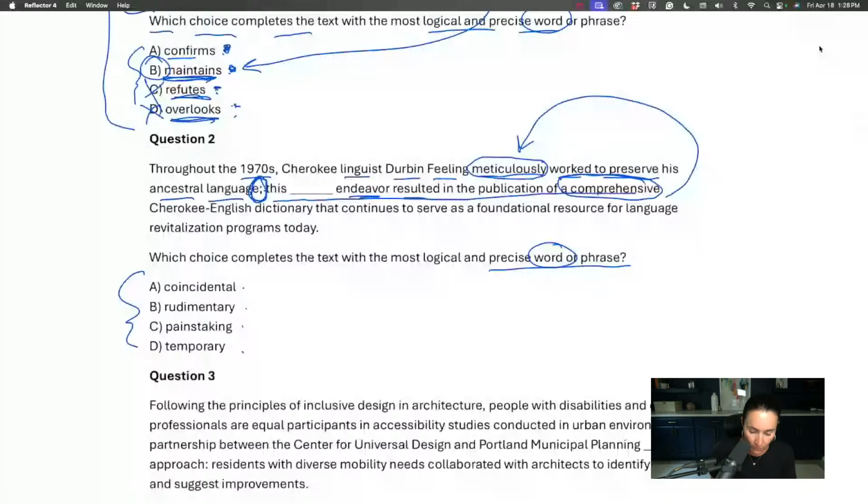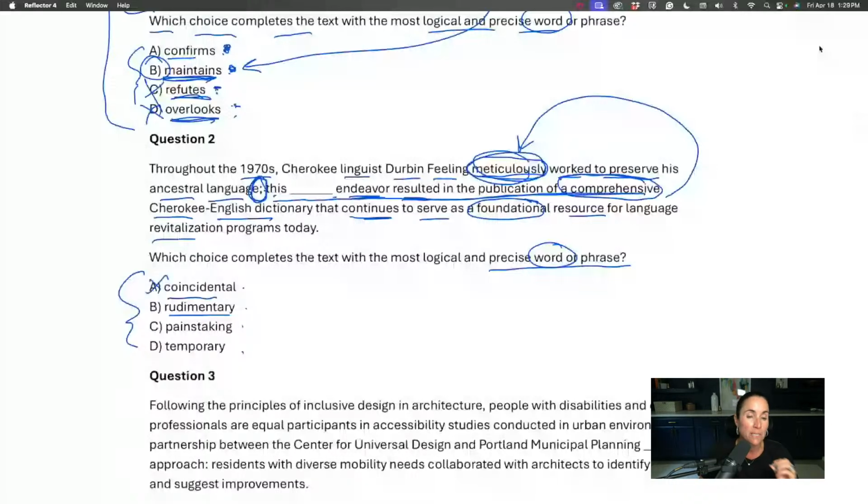So this endeavor resulted in the publication of a comprehensive Cherokee English dictionary that continues to serve as a foundational resource for language revitalization. Okay, this sounds positive. This person worked very hard. Let's have a look at what's going on here. All right, A, coincidental. This coincidental endeavor, what is a coincidence? A coincidence is like, oh, I ran into you in the parking lot, what a coincidence. Meticulously working on something is not a coincidence. That is an effort. I'm going to cross off A.